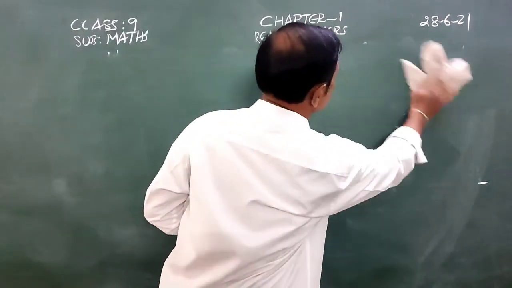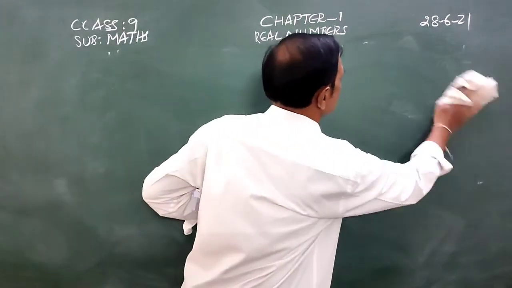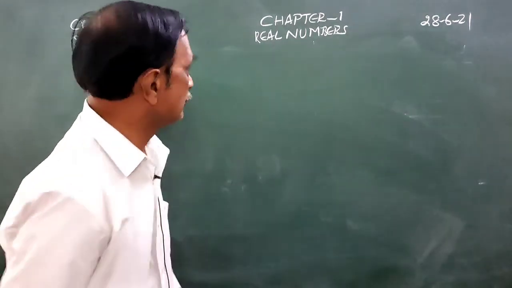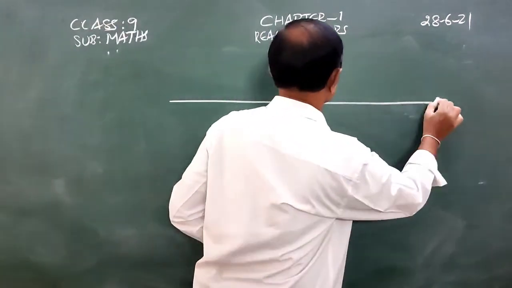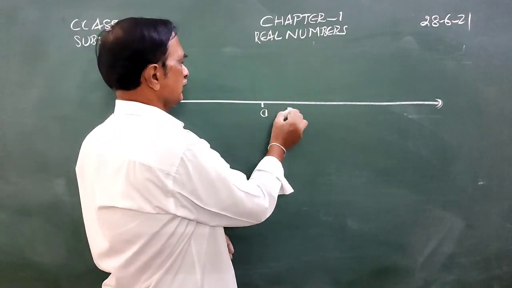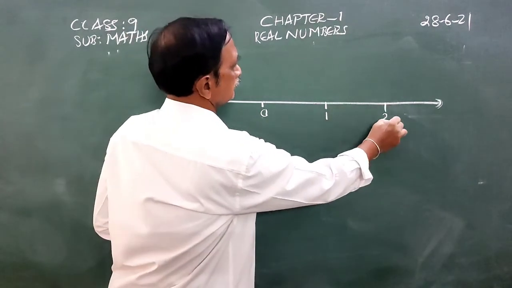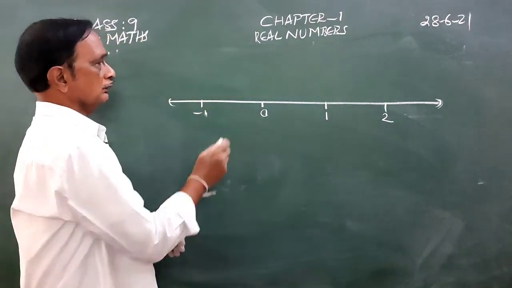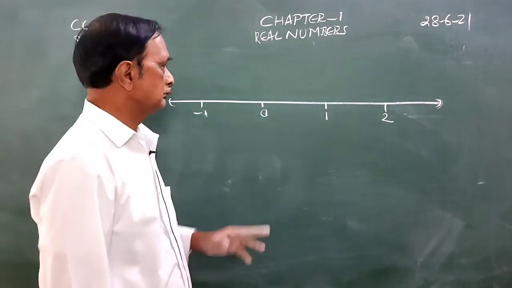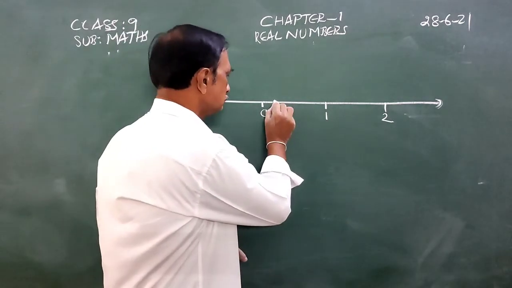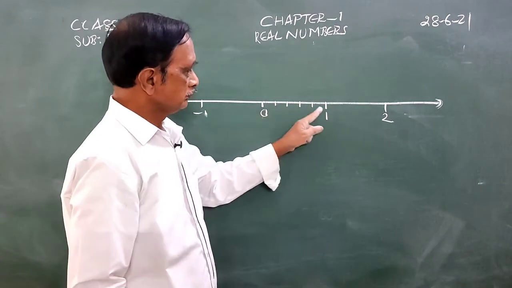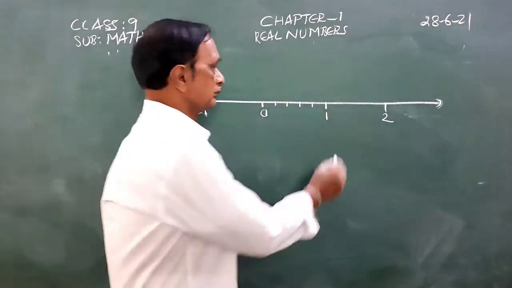Now, see, so I am drawing a number line here. Let it be on the number line, and so on. Now I am dividing each unit into 5 equal parts to the right side of 0. I divided the unit between 0 and 1 into 5 equal parts here also.